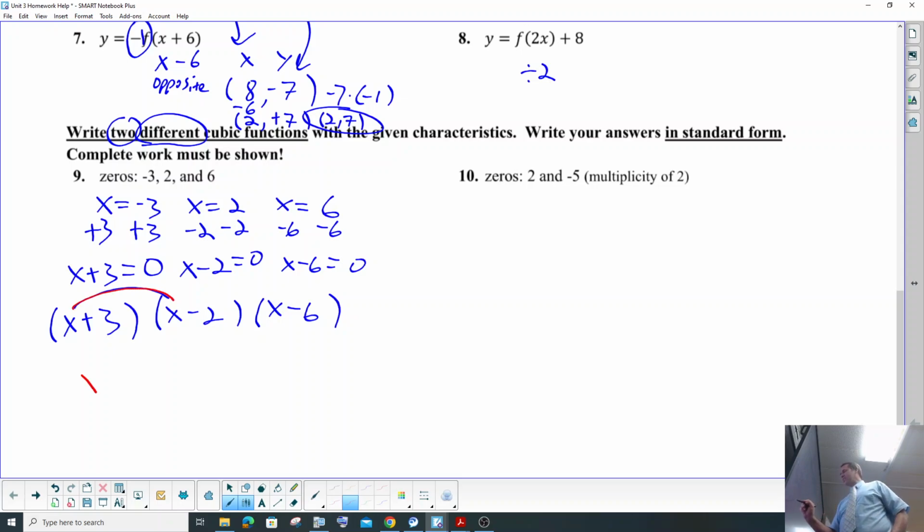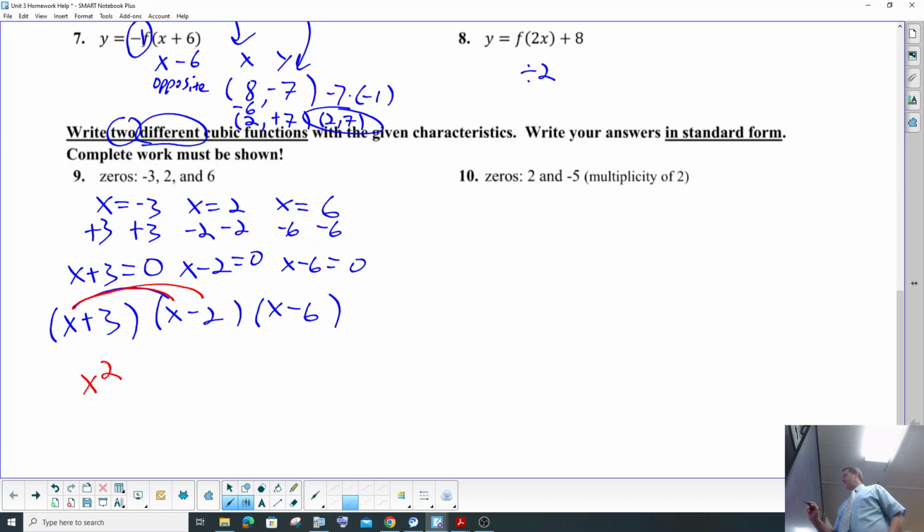X times x is x squared. Pause me. I should just stop because you need to do it on your own. You're just checking your answers right now, right? Pause me. You're not learning unless you pause me and try it on your own. Pause me. Did you get it? Okay, let's check your answer.